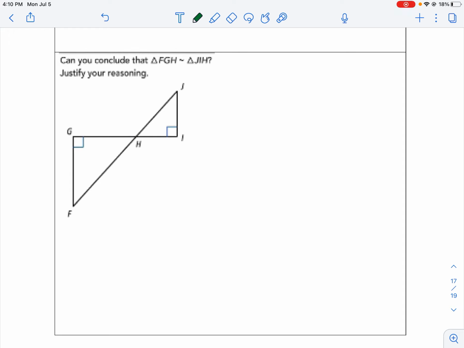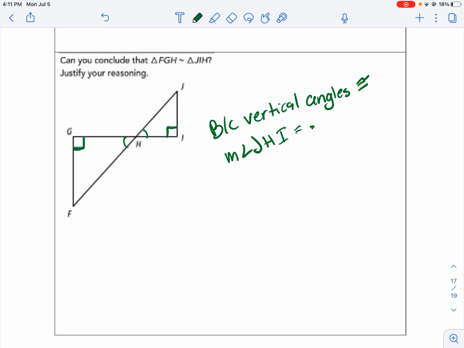Here we go again. We have markings. This is a 90-degree angle, and this is a 90-degree angle. So we only need to show that we have one more angle the same. And because vertical angles are equal, or are congruent, the measurement of angle JHI is equal to the measurement of angle FHG.